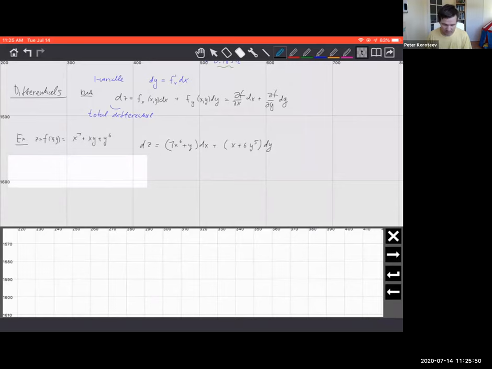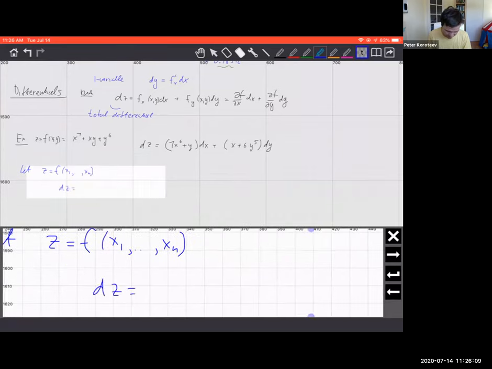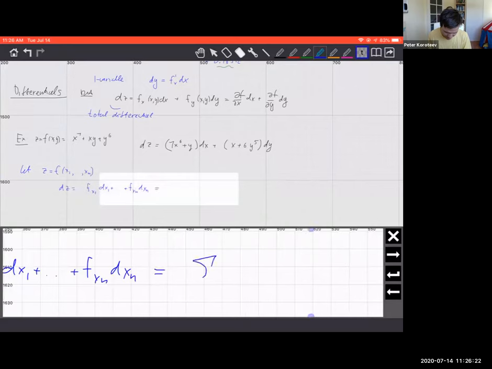This can be straightforwardly generalized to functions of more variables. Let z be a function of n variables, and let's assume that all partial derivatives exist. Then dz is equal to df over dx1, dx1 plus, and so on, plus df over dxn, dxn, which is the sum of df over dxi, dxi, where i goes from 1 to n. So you need to add a differential in every direction.